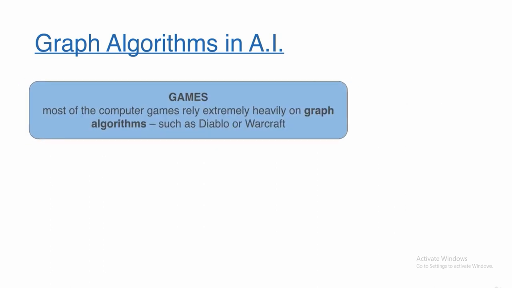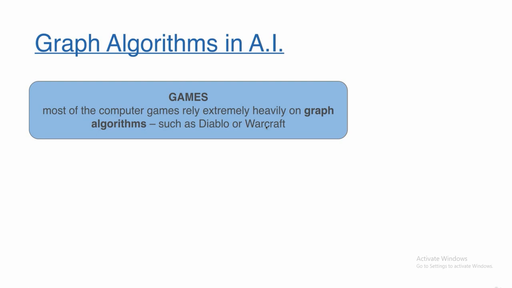So for example, if we consider games, most computer games rely extremely heavily on graph algorithms, such as Warcraft. In Warcraft, you have a given player, and if you want to go to a given location, you have to click that location on the map. Under the hood, the game is going to calculate the optimal path, or the shortest path, between the player and the location you have just clicked.